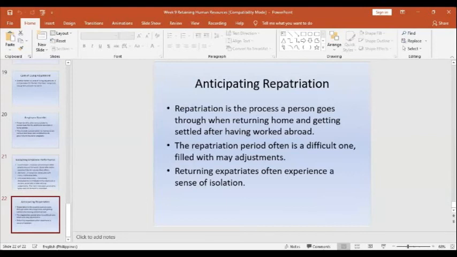And the last one is anticipating repatriation. When we say repatriation, it's about a person who is returning home and getting settled after working abroad. Those are the repatriates. These are the people who worked abroad, and once they have earned, they go back to their home country and decide to settle for good, to stay in the Philippines and have a job here. Of course, this is the goal of some expatriates or OFWs because, as I said earlier, OFWs work abroad because of the salary, which is more competitive than what they would receive at home.